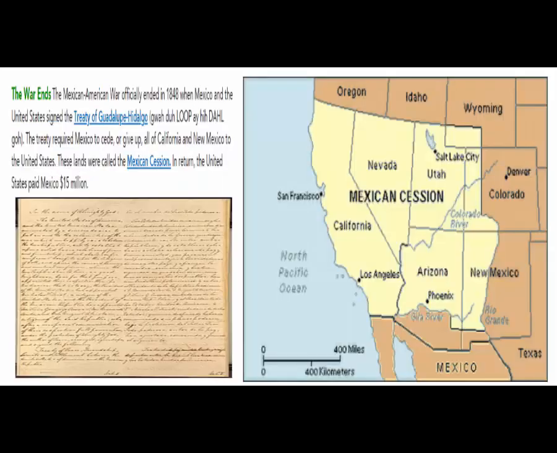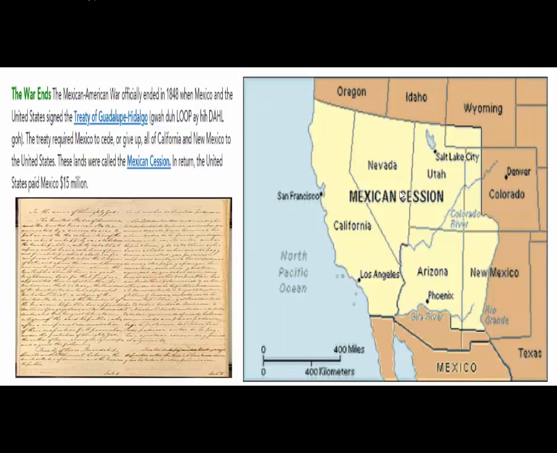The war ends. The Mexican-American War officially ended in 1848 when Mexico and the United States signed the Treaty of Guadalupe Hidalgo. The treaty required Mexico to cede, or give up, all of California and New Mexico to the United States, and you can see the Mexican cession shown here on this map. These lands were called the Mexican Cession. In return, the United States paid $15 million to Mexico. So once again, you can see this huge chunk of land that we received for $15 million.